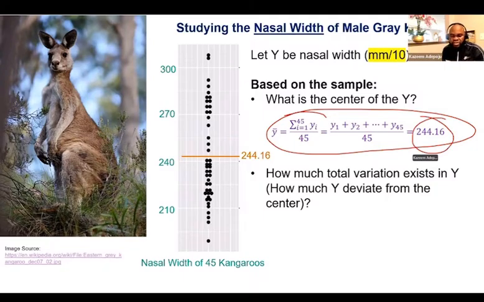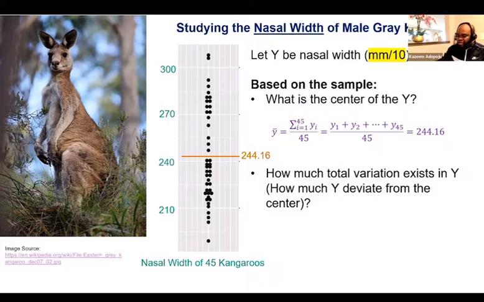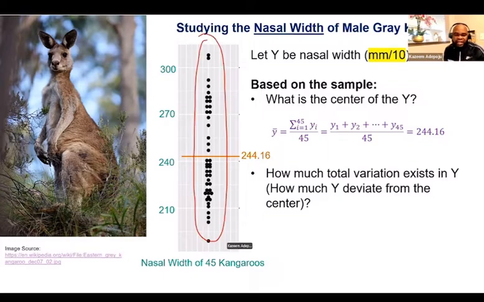244.16. So 244.16 is the average, which we also call the center. That's what we call the center. So if you take a look at what I have here, that is more or less the variation in the nose weight of the 45 kangaroos. You can see the maximum, you can see the minimum, but this one here is basically the center.